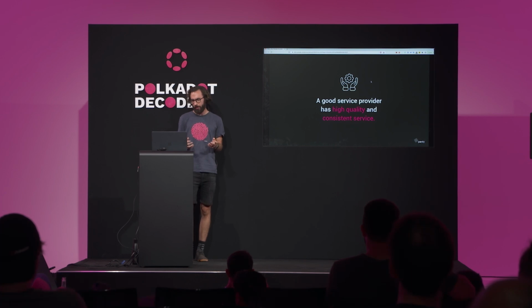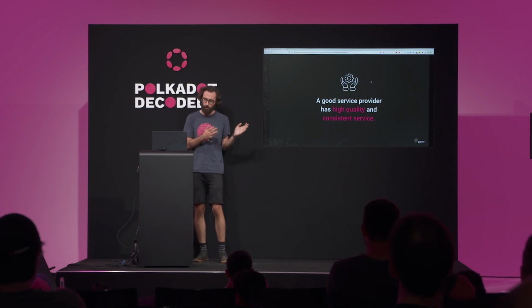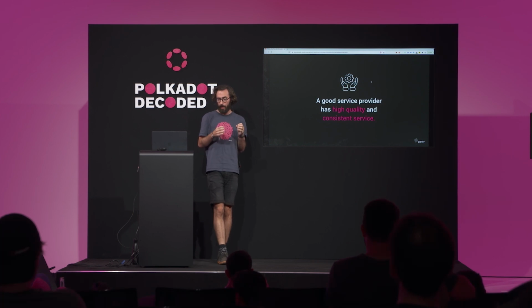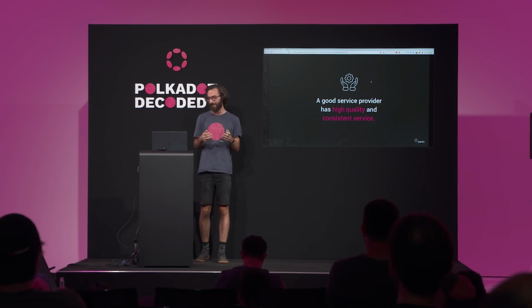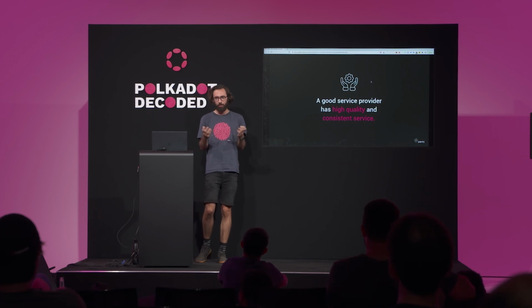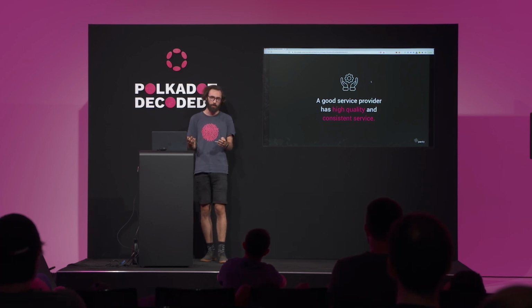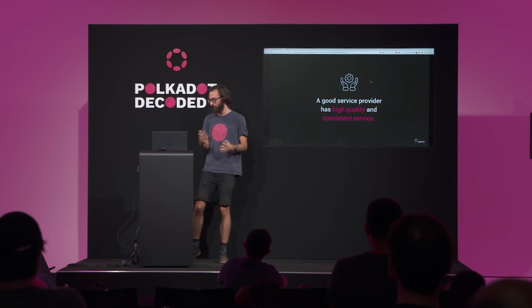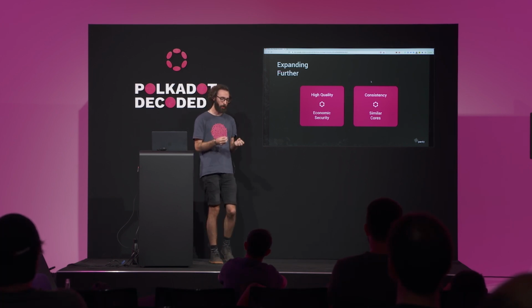And I want to assert that a good service provider is one that has at least 2 properties. You can have more properties, but these are the 2 that I want to focus on in this talk. A good service provider must have a high-quality service, and that high-quality service must remain consistent over time. A typical example: you get internet from an ISP, and first of all, it needs to be what you ask for. It needs to have the quality that you required, and also that quality must remain constant or consistent over time. You don't want your speed to be very good today and very bad tomorrow, or vice versa. So let's look at these 2 properties now, high quality and consistency, and see how they translate into Polkadot and its validators.